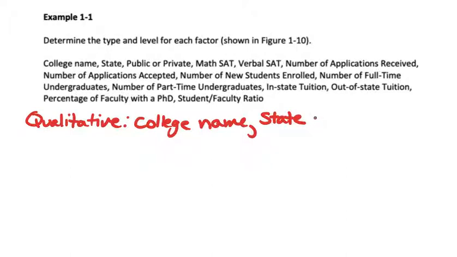Public or private. Now in the textbook, what they show in the spreadsheet is that they're coding public or private with 1 or 2. So those are numbers entered in the spreadsheet. However, the numbers themselves do not have units. So 1 or 2, there's no unit attached to that. So that would actually be considered qualitative, even though there are numbers in the spreadsheet.